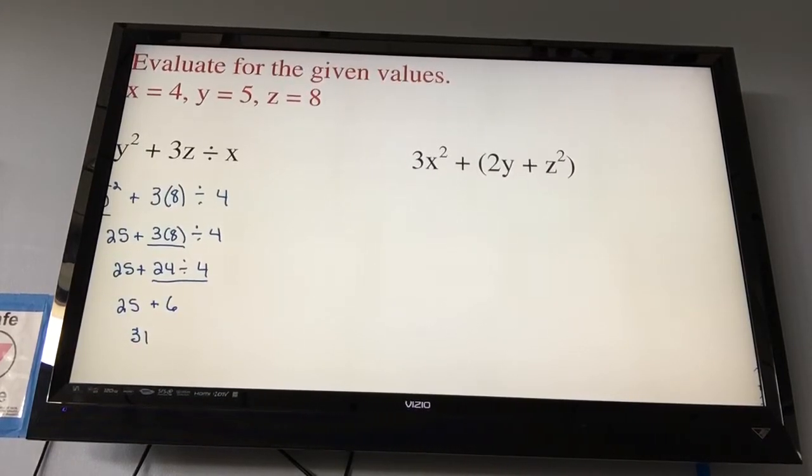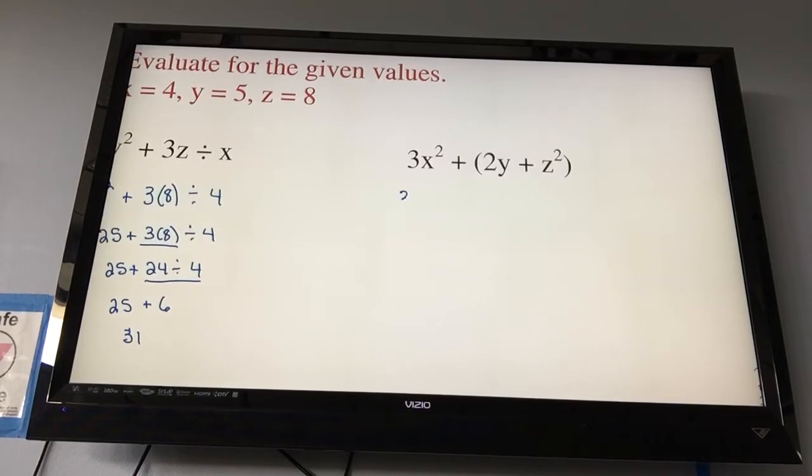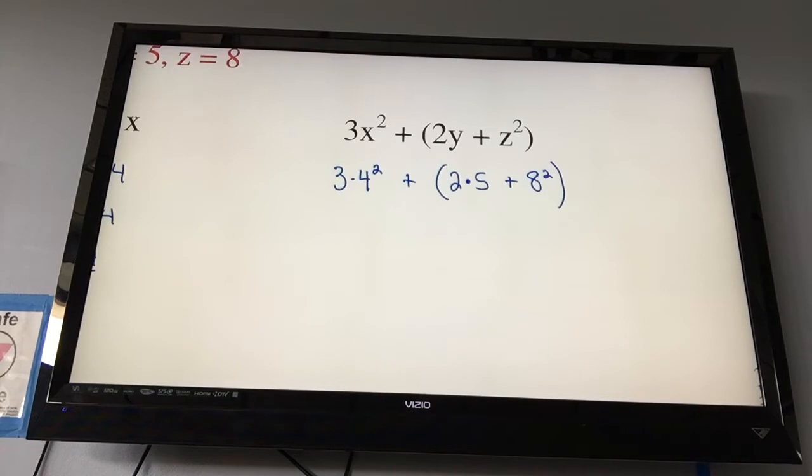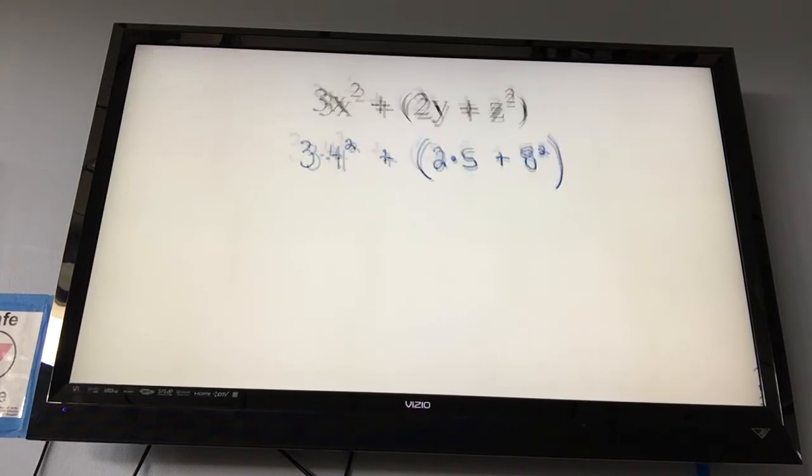All right, next question, same thing. We're going to plug in those numbers. So 3 times 4 squared plus parentheses 2 times 5 plus 8 squared, close parentheses. 3 times 4 squared plus 2 times 5 plus 8 squared. Plugging in again, 4 for x, 5 for y, 8 for z. And we're going to work this out.